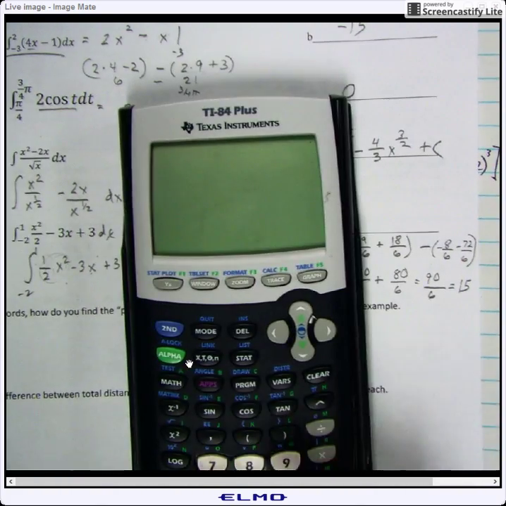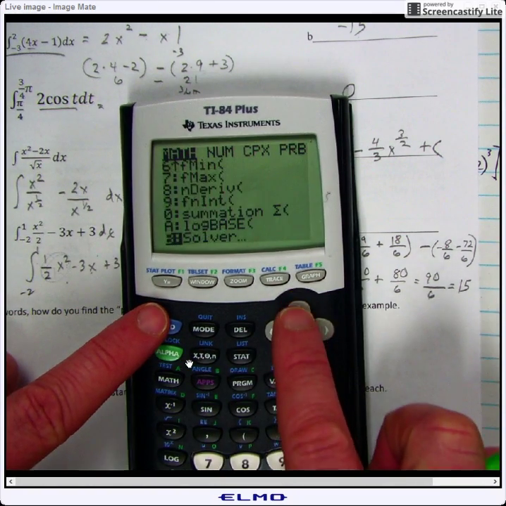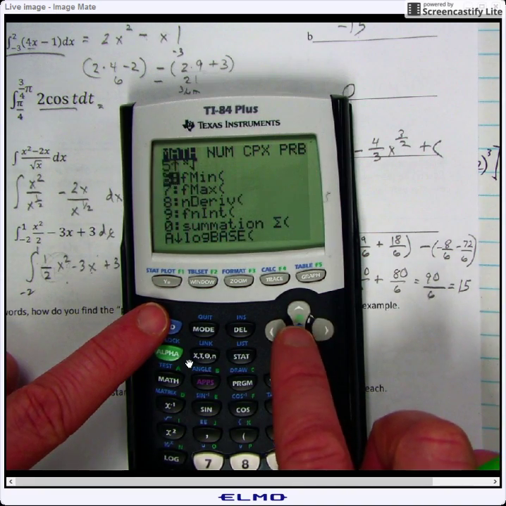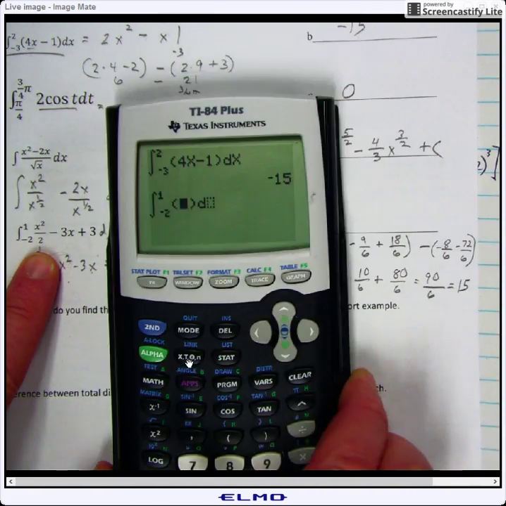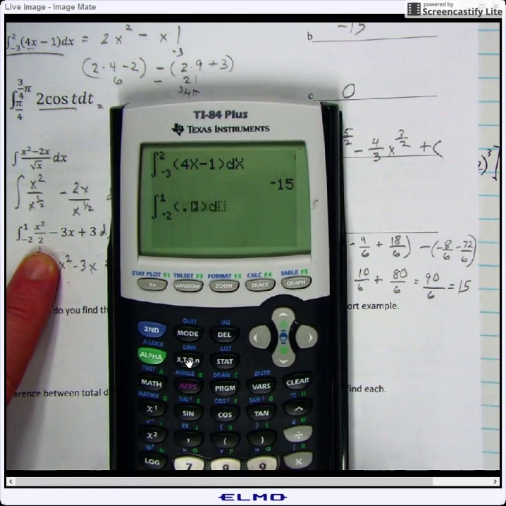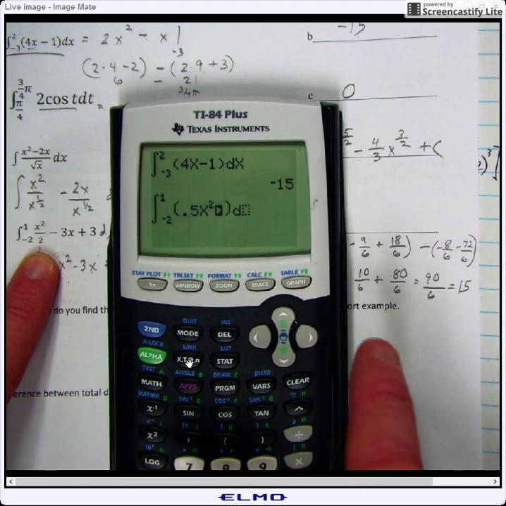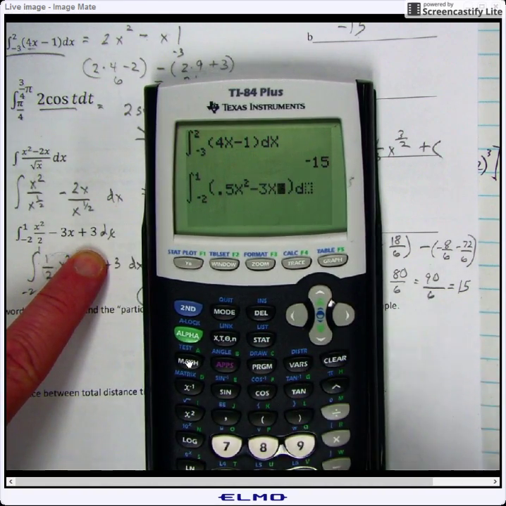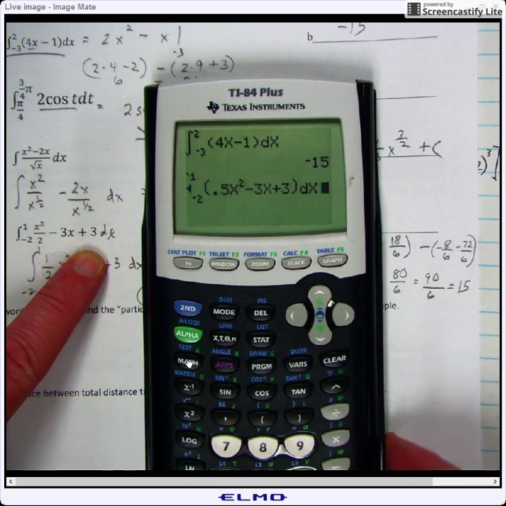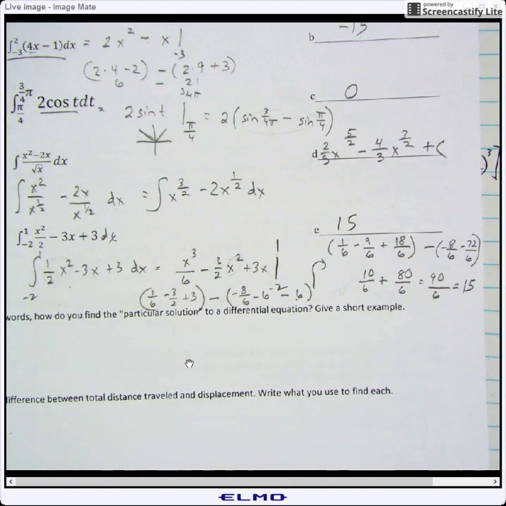Before my time runs out, I'm going to check it real quick. Function int from -2 to 1 of 0.5x squared minus 3x plus 3. Don't put in the integrated, put in the original. Yes, 15. And still add and multiply despite my old age.